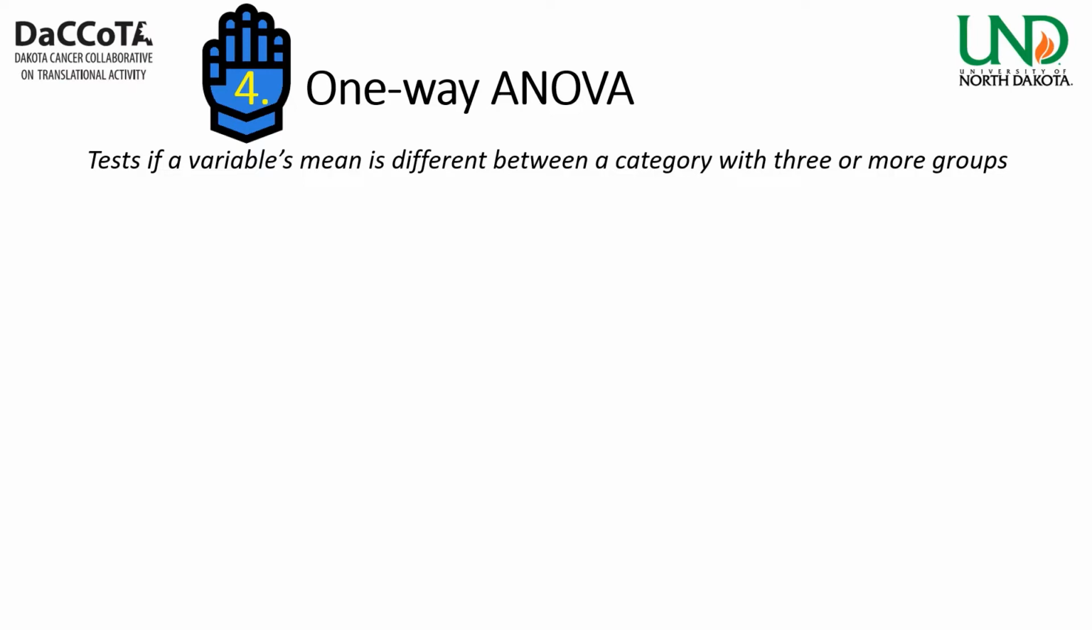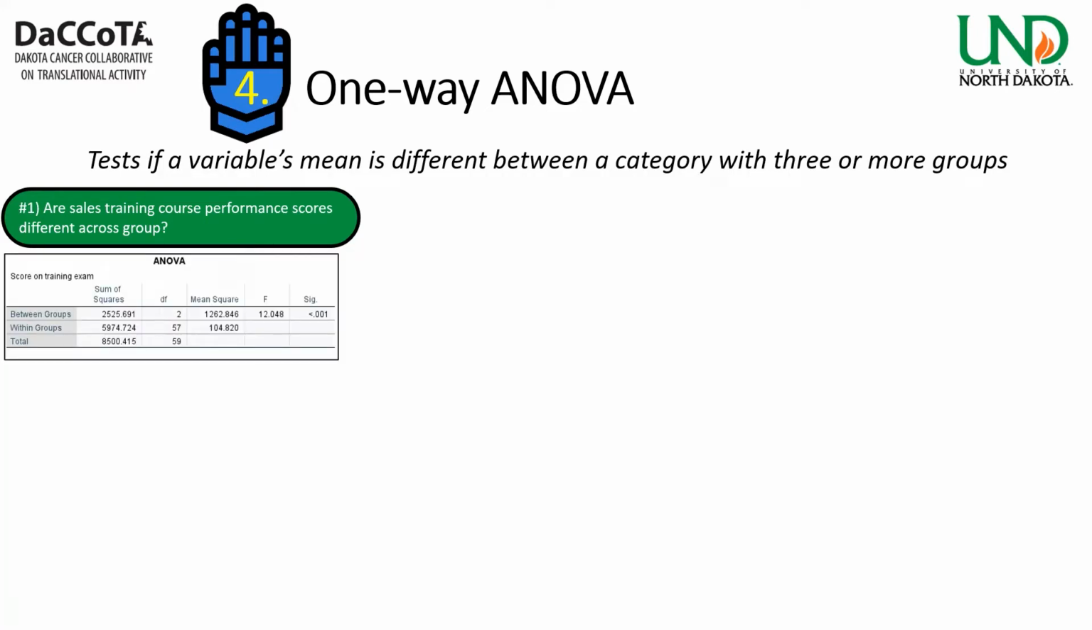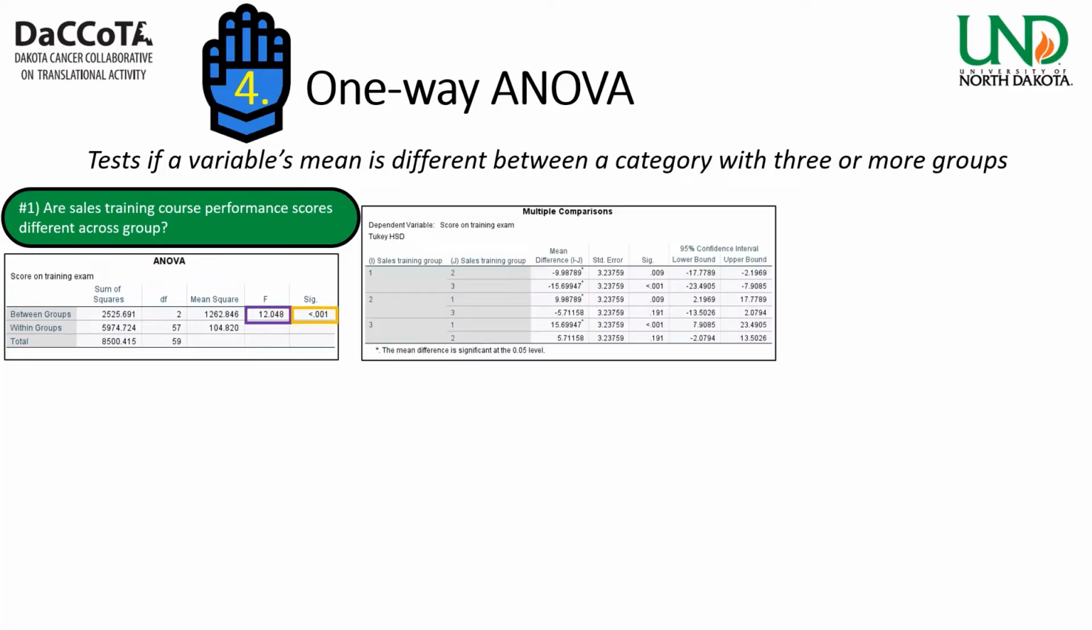Right then, let's get down to business. Looking at sales data, did our sales training course performance scores differ across groups? So this is our initial ANOVA. We're going to look at our test statistic, the F value, and this is indeed significant. So now we can go and look at our multiple comparisons.